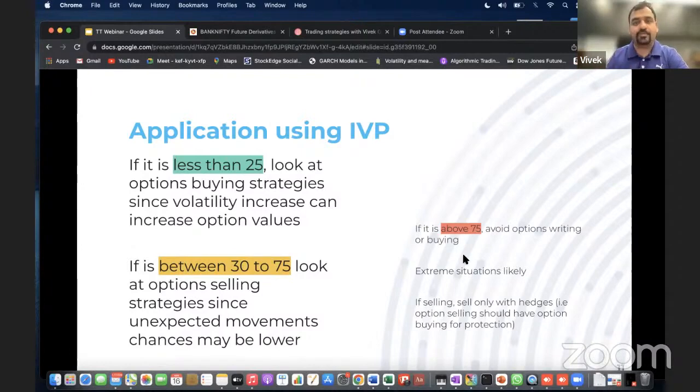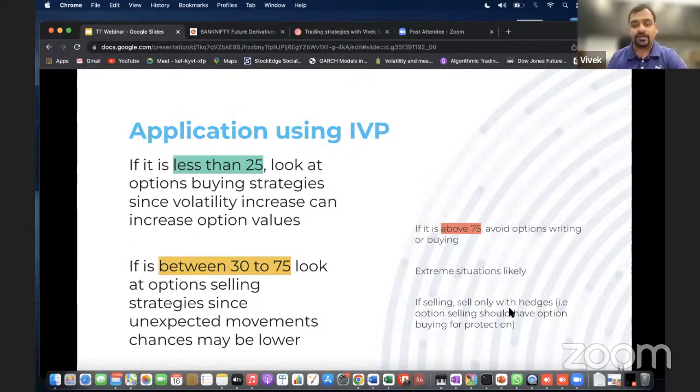It may be favorable, but sometimes something extreme can happen. So I would rather tend to avoid it, or if we do sell options at that point, I would say we should always hedge it. So we can always buy options for protection along with the short option, so that if something extreme happens, then you are always covered.